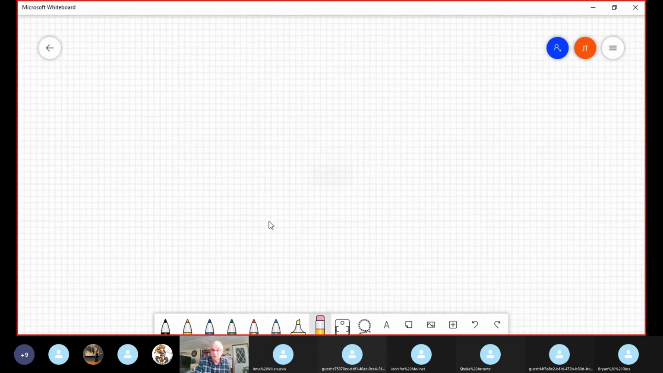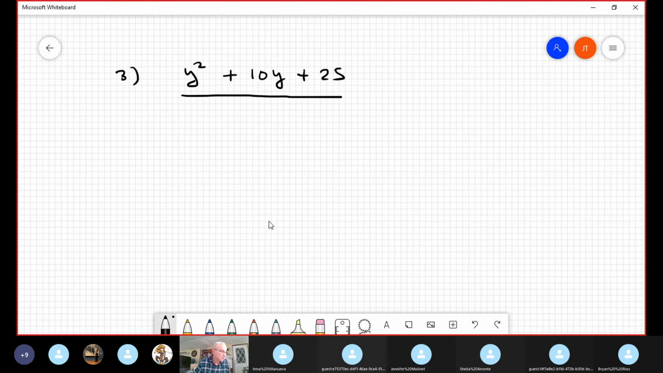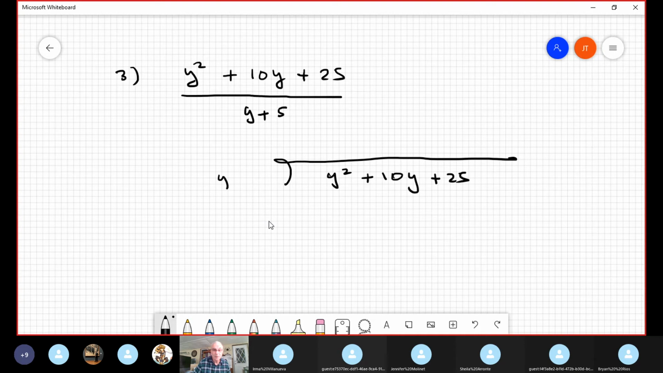Division. This is the question number 1 in the test number 3. Division of polynomials. Suppose number 3, y squared plus 10y plus 25 divided by y plus 5. Okay, you apply the format for the long division. y plus 5 outside the box. It is obvious that the expression we need here is y, no? Because y times y is y squared. And y times 5 is 5y.